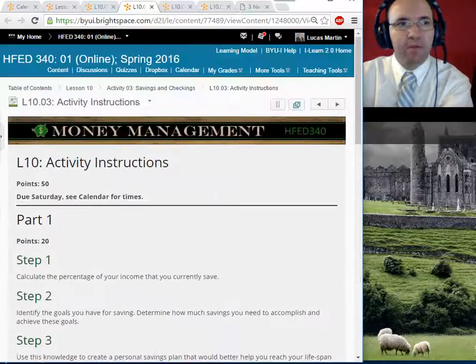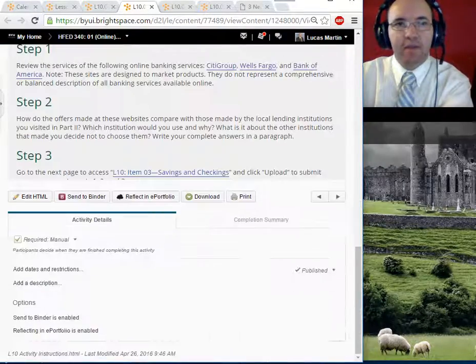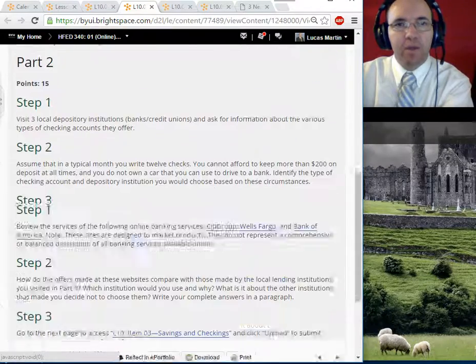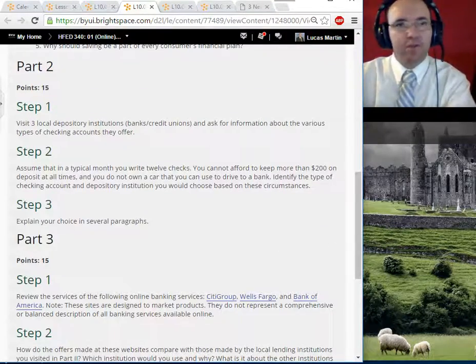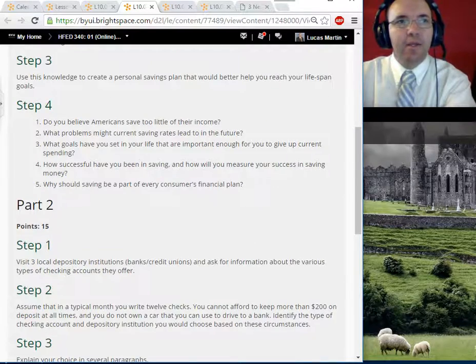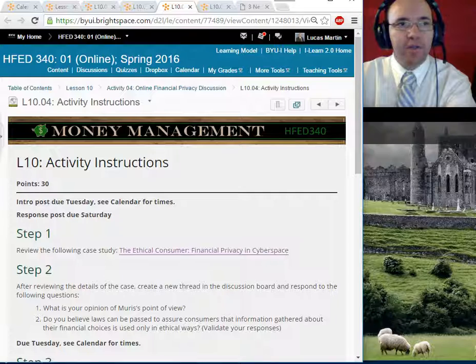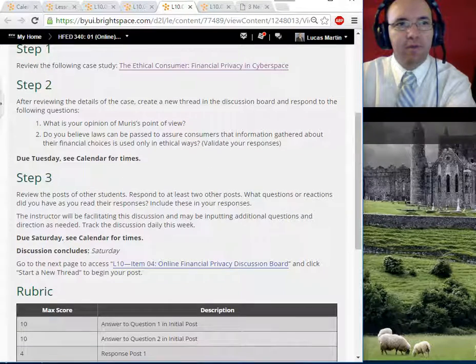All right, so we've got some very specific things that I've outlined there for the assignment. It should be fairly straightforward. Just make notes for each step along the way, and you will see full points. All right, next section here is 30 points. This is our activity for discussion.